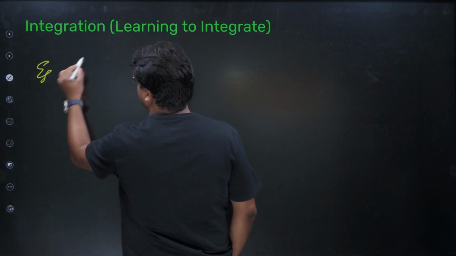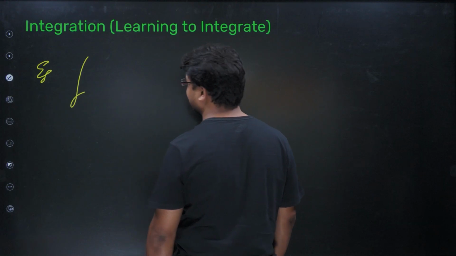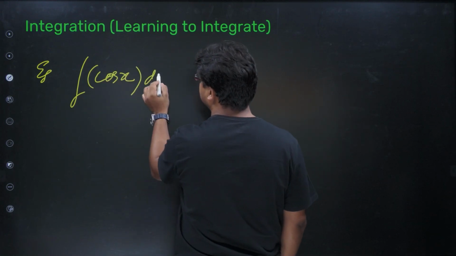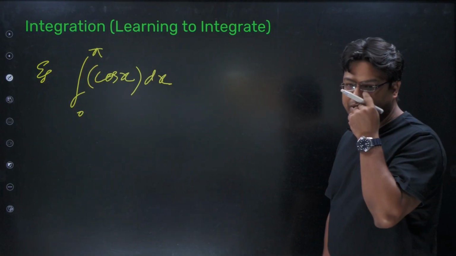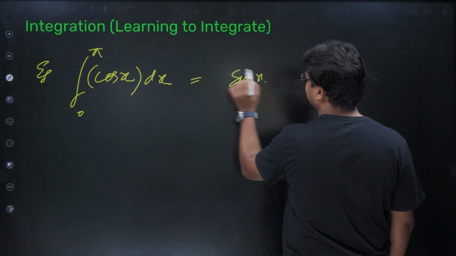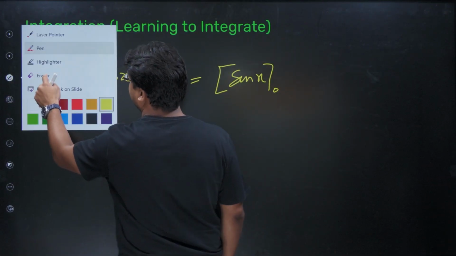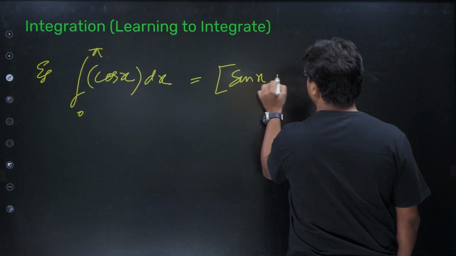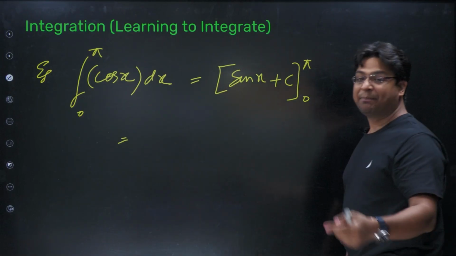I'll show you why c doesn't matter now. Suppose I am integrating, let's say, cos x. I'm integrating cos x dx from 0 to, let's say, pi. So the outcome would be sin x, since integration of cos x is sin x, from 0 to pi. I said that I will explain why c doesn't matter, so let me write a c here and then we'll see. I first need to substitute the upper limit.